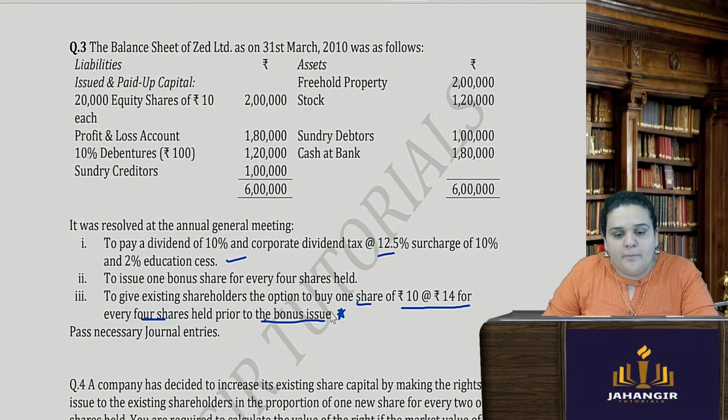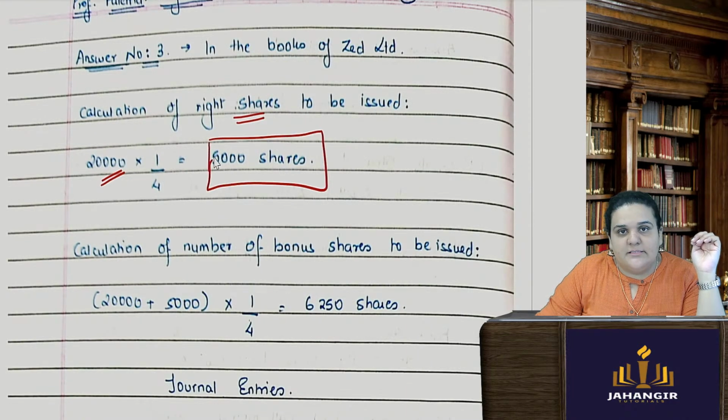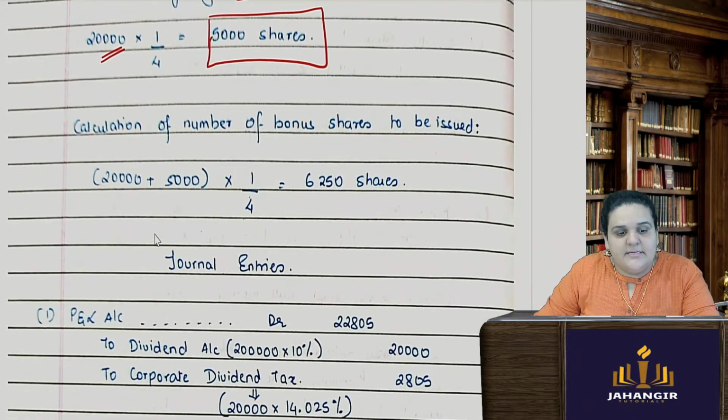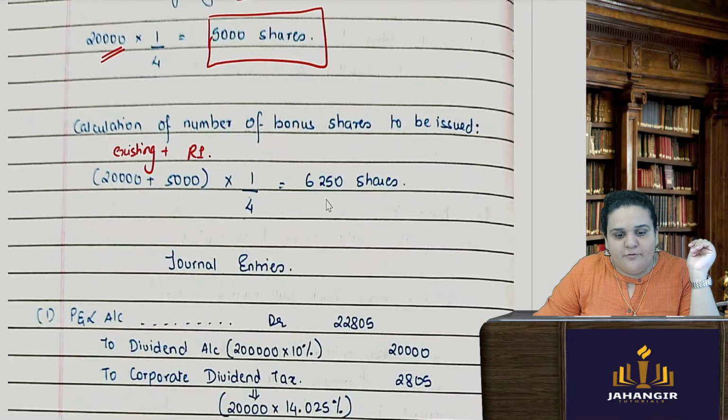Existing shareholders have the option to buy 1 share at rupees 14 for every 4 shares held. So it will be 1 divided by 4, and we have 20,000 existing shares, so 5,000 shares will be my right shares. Now for the bonus shares, to my existing 20,000 I will add my right issue and then give them the bonus. The bonus is 1 share for every 4 shares held, so 25,000 into 1 divided by 4, so 6250 shares are bonus shares.